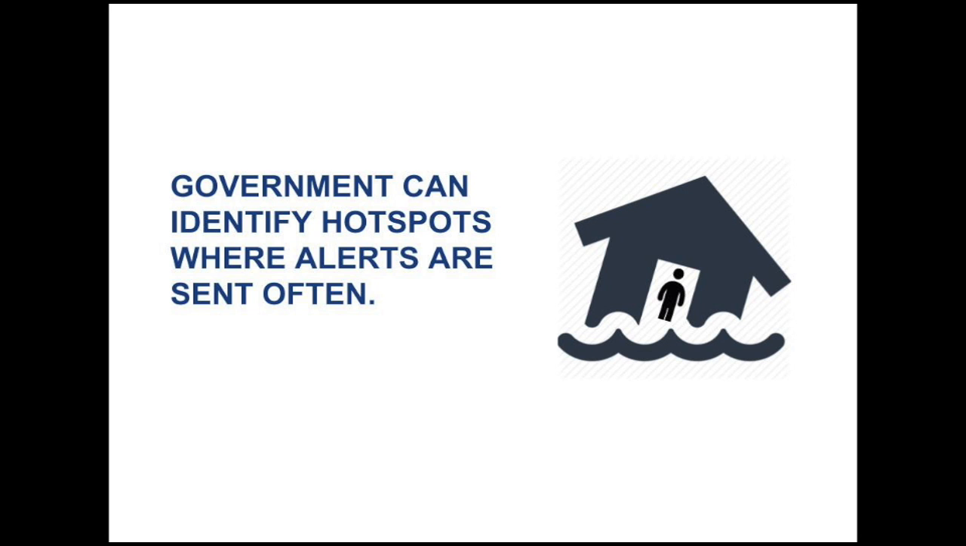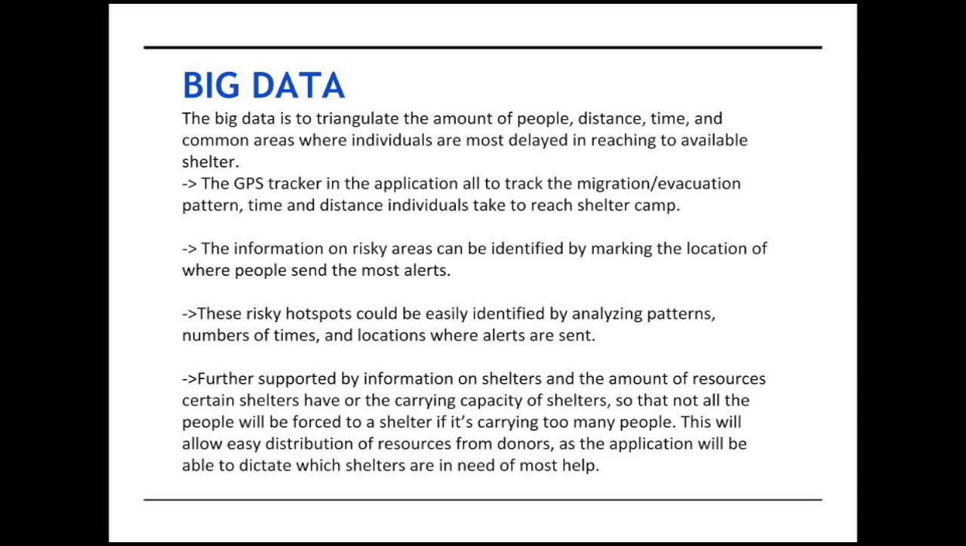Governments are able to identify the hotspots and where the alerts are sent. The big data usage is to triangulate the amount of people, distance, time, and common areas where individuals are most delayed in reaching available shelter. What this means is that the GPS tracker in the application's goal is to track the migration patterns and the time it will take for individuals to reach a certain area.